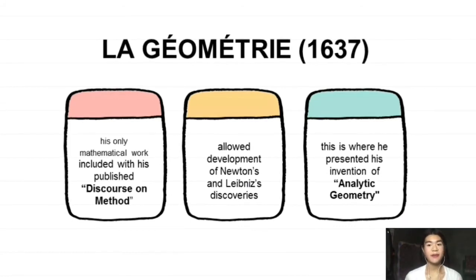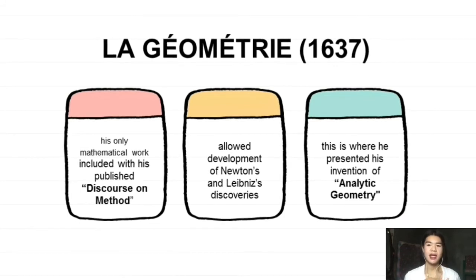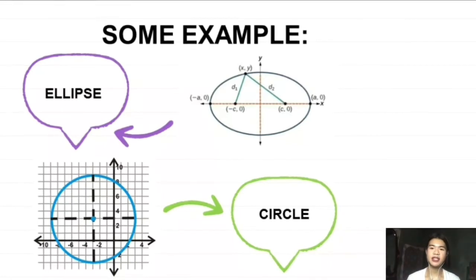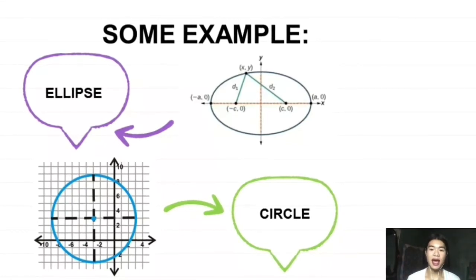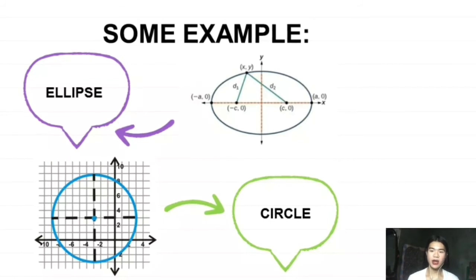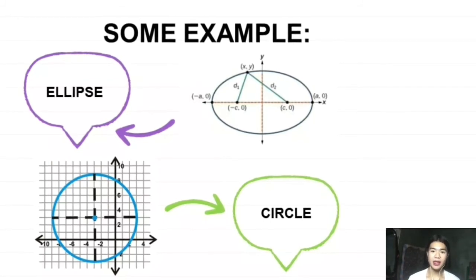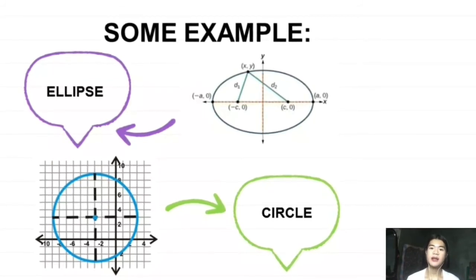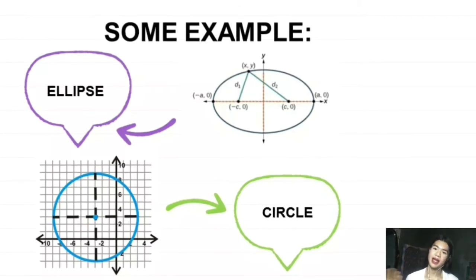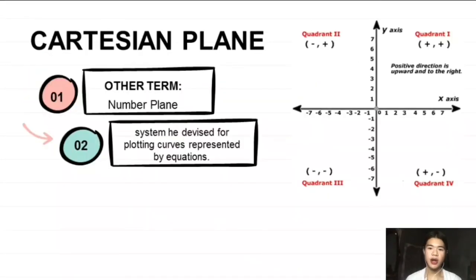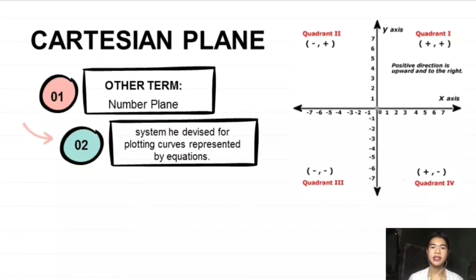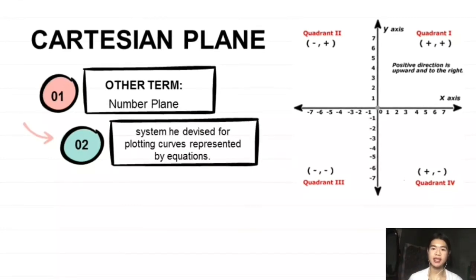He allowed the development of Newton's and Leibniz's discoveries, and this is where he presented his invention, analytic geometry. Some examples of analytic geometry are the ellipse and the circle. They fall under analytic geometry because, as was said a while ago, we can make curves and geometrical shapes from algebraic equations. The Cartesian coordinate system, or Cartesian plane, is a system he devised for plotting points to form lines or curves represented by equations.